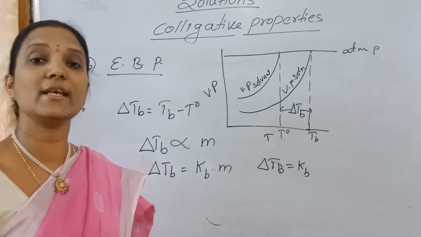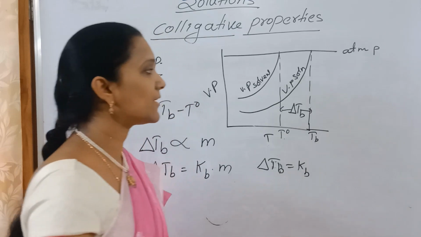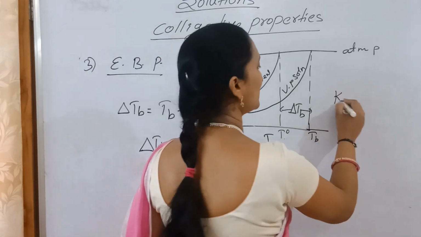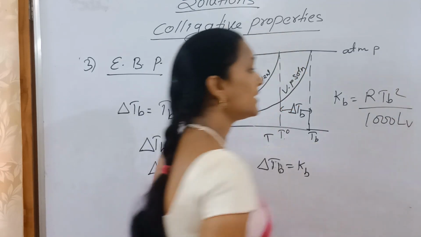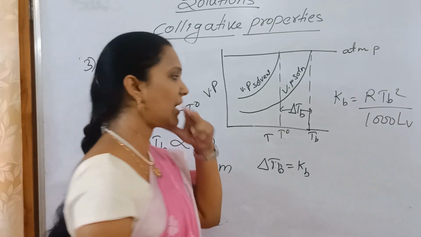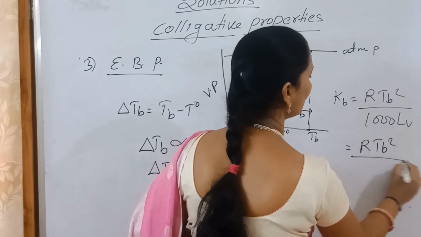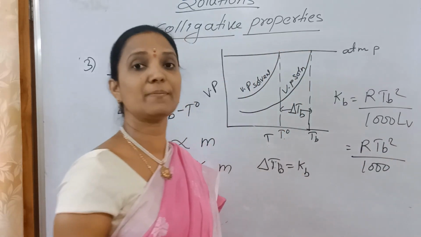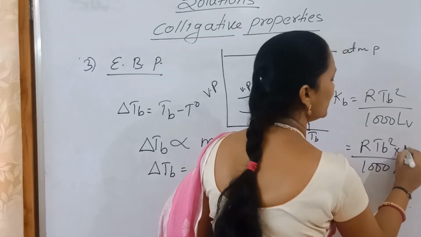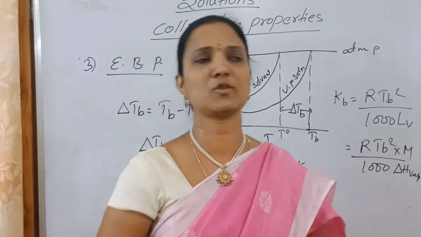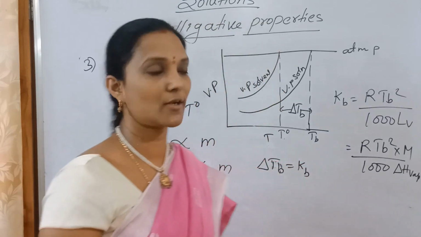This Kb depends on the nature of the solvent. Colligative properties depend on the number of solute particles. But this one depends on the nature of the solvent because the formula is Kb equals R Tb square by 1000 Lv. Tb is the boiling point of the solvent and Lv is the latent heat of vaporization. Instead of this, we can take the enthalpy of vaporization by molecular mass. So the molecular mass changes from solvent to solvent. Definitely Kb also changes. So this Kb value depends on the nature of the solvent.